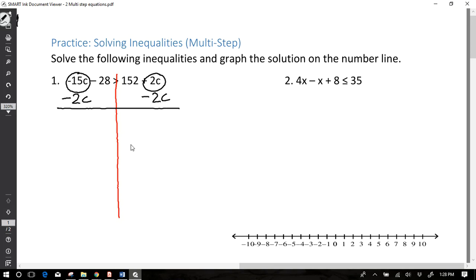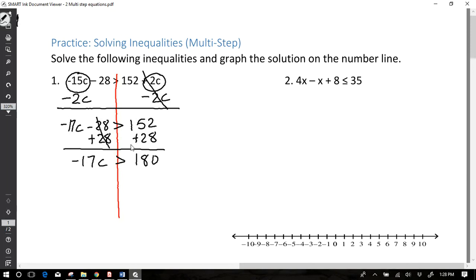2c, all right. So 152, negative 28, and then negative 15 minus 2 is negative 17c. Next, I need to move the constant term away from the variable term, and I need to use the inverse operation of that. So I'm going to add 28, bring down this negative 17c. Okay, and 152 plus 28 is 180.